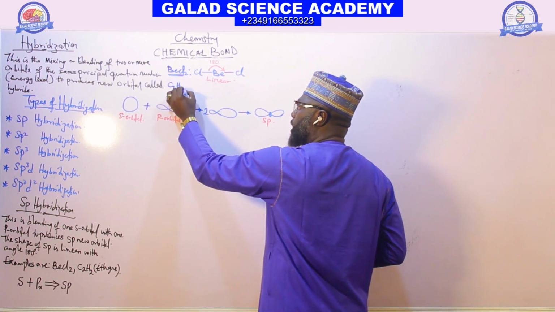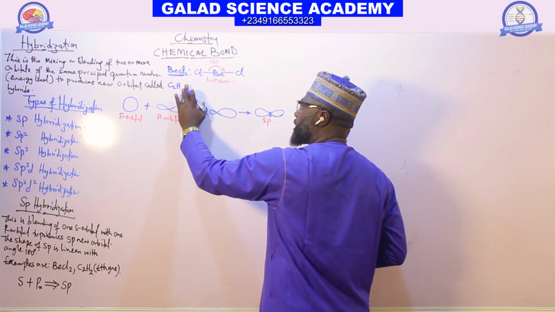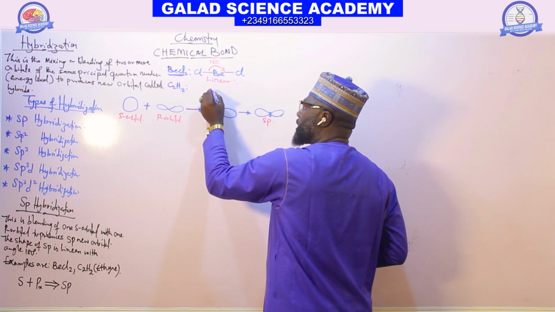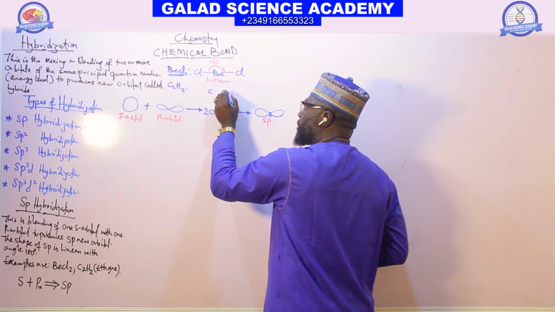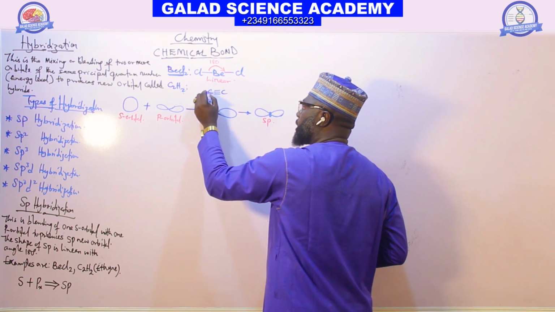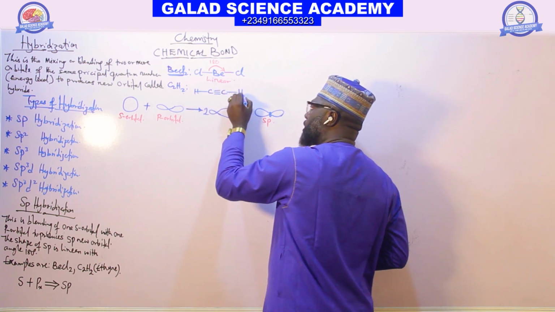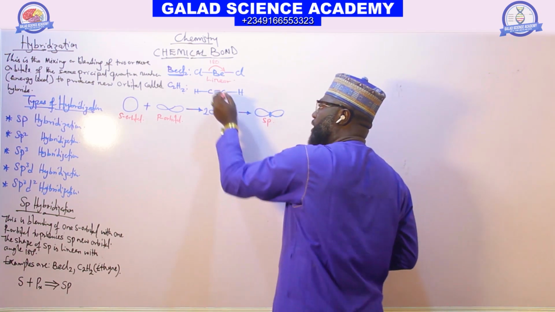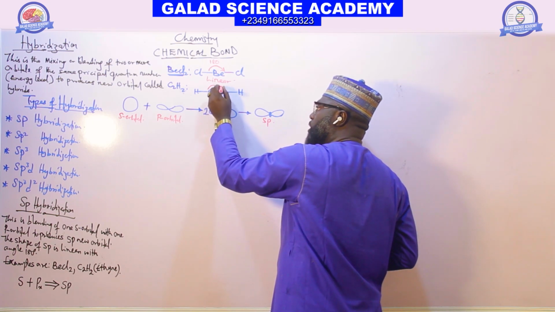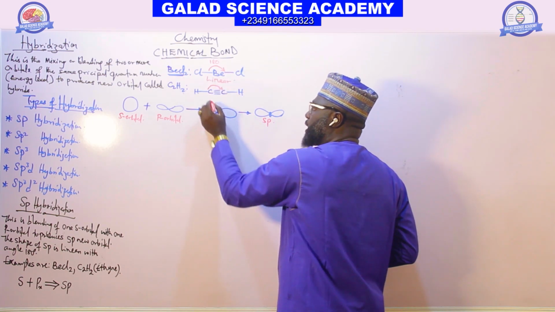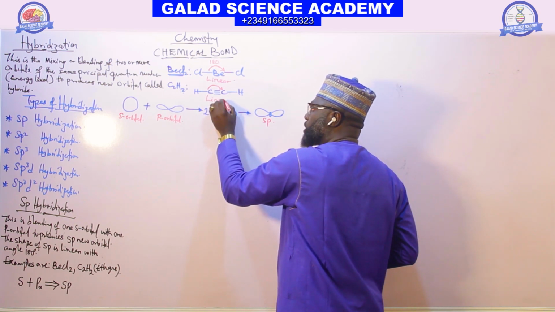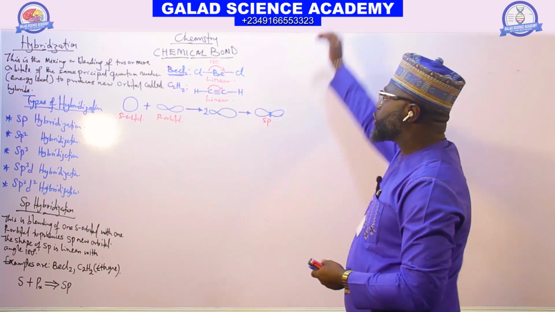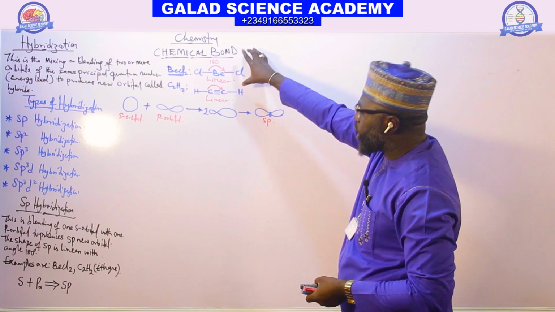But if we use C2H4, which is ethyl. Ethyl is this: two carbon, 1, 2, 3, H, H. So the bond angle on this is also 180 degrees. And the shape is also linear. But let me just show you the chemistry of these two shapes.